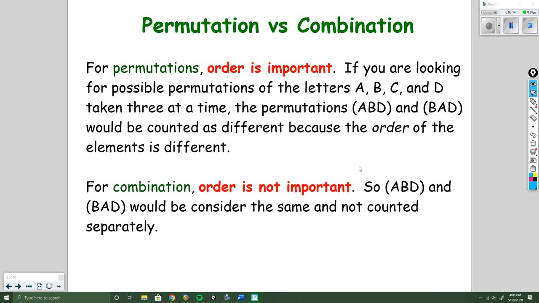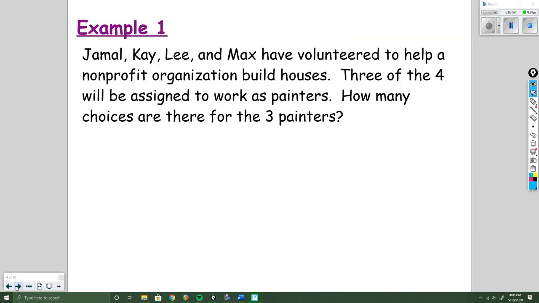However, if we're talking about combinations, ABD and BAD would be the same event and not counted separately. Okay, the same elements are in that same group of 3. For combinations, it's the team that matters. So just the people that are on the team, and we can see that in ABD and BAD, we have the same people on that team, or the same elements in that group. All right, so let's go on to some examples.